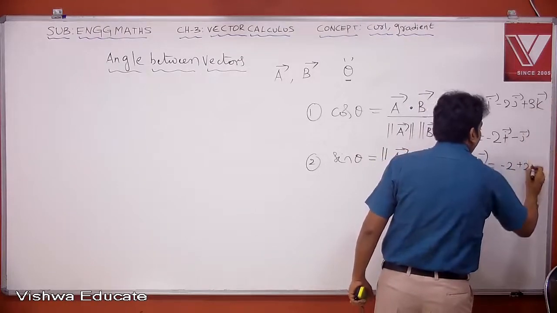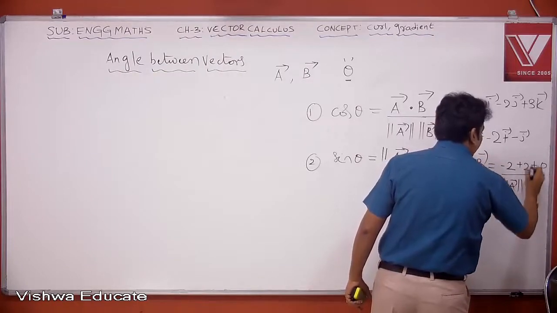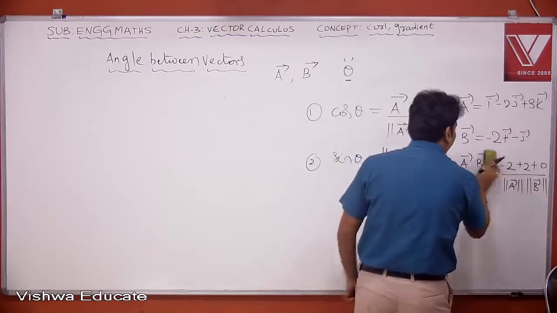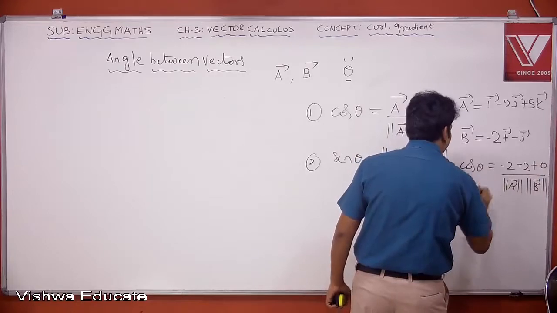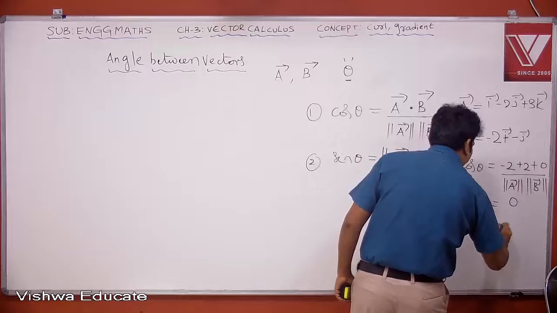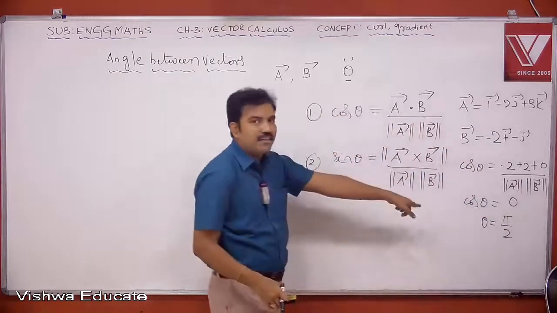So 3 into 0, divided by length of a bar. I am not finding it because the numerator is anyhow 0. So therefore this is the angle directly. Here cos theta equals, numerator is 0. So theta equals pi by 2. So the angle between these two vectors is 90 degrees.